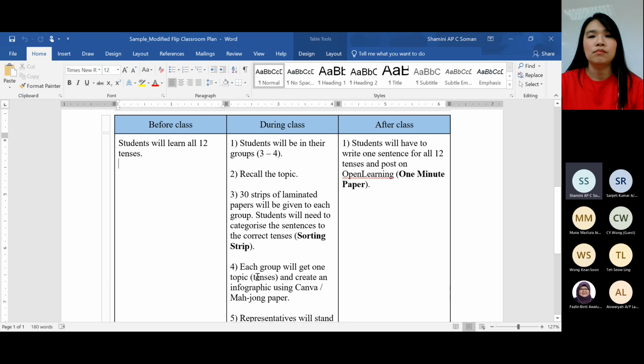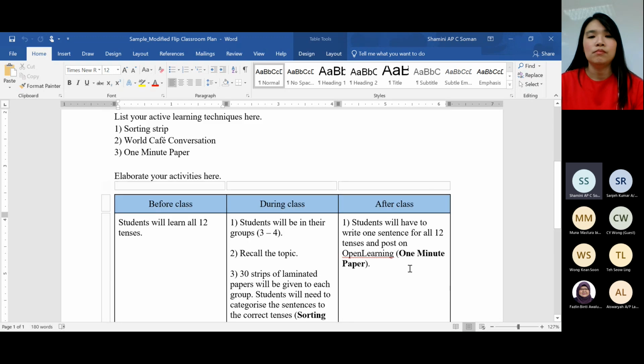So once you're done with this, after the class, I ask them to come up with a reflection and a 1-minute paper. So in this 1-minute paper, I will either ask them to write a reflection of their understanding of the topic, or I will make it more specific, as in write 1 sentence for all 12 tenses. And then you post on Open Learning, so that it's something that they do after class. So you can also check their understanding based on this. So this is just my sample of what I did in my English grammar class.